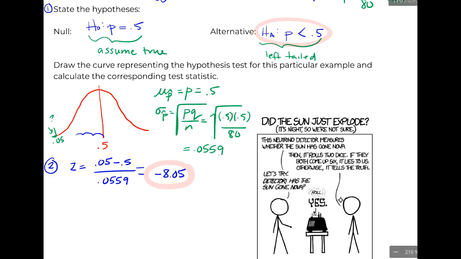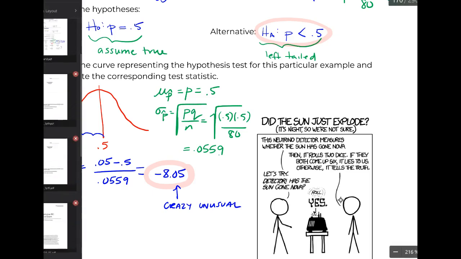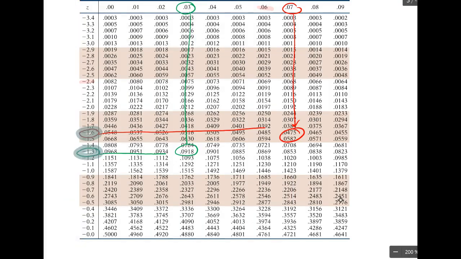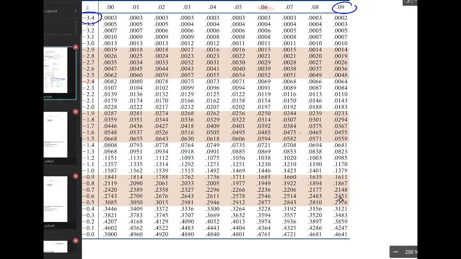And this z-score is crazy unusual, right? Not just unusual, I mean, we've never seen anything as big as 8. In fact, if we go to our table, the table doesn't have anything that low in it. We can go to our standard normal table. The lowest negative we have here is negative 3.49. So we can't even get something at negative 8.